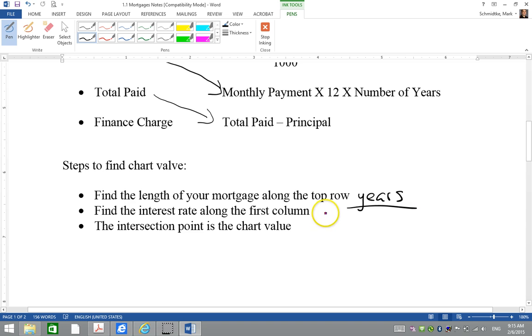And we saw our interest rate, the one we can negotiate with the bank, across the left in the first column. And of course their intersection point is our chart value. So let's take a look at a quick little example here.